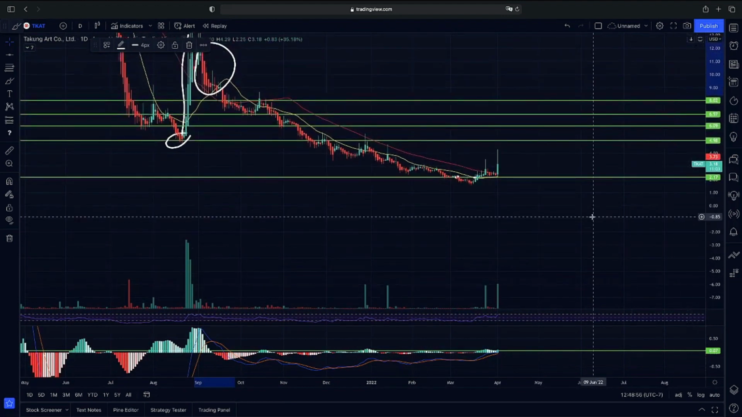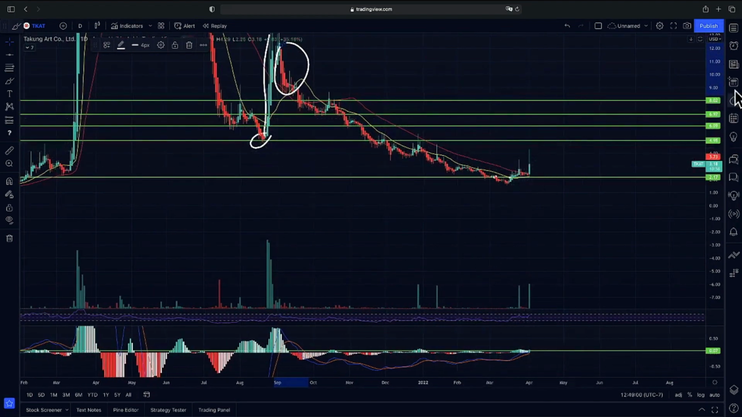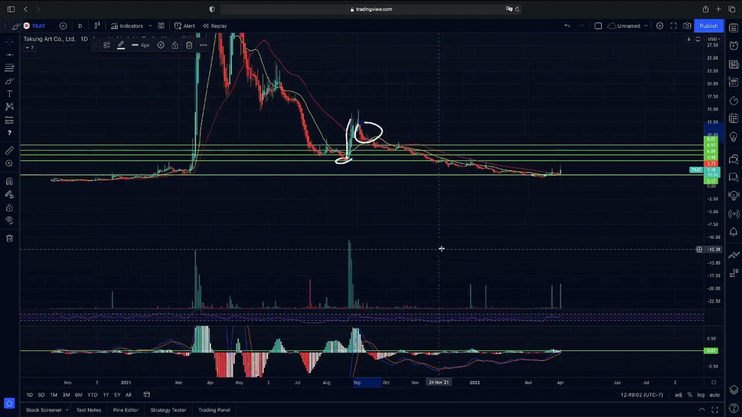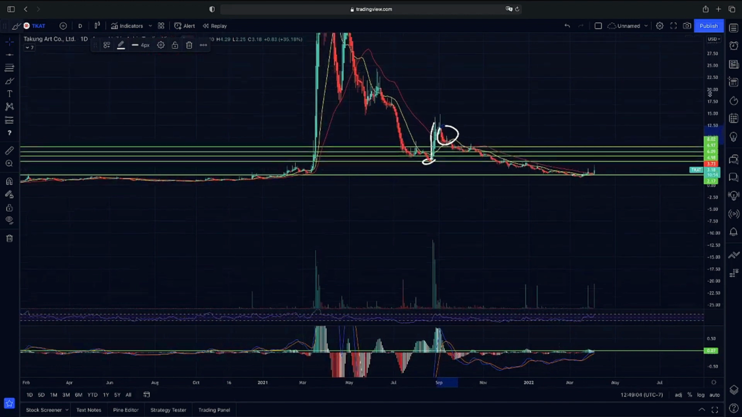So we will keep an eye on TKAT. We will have that alert set for $5 and making sure we do keep an eye on this one. But again, like I said, an amazing breakout that we had in the Instables room.